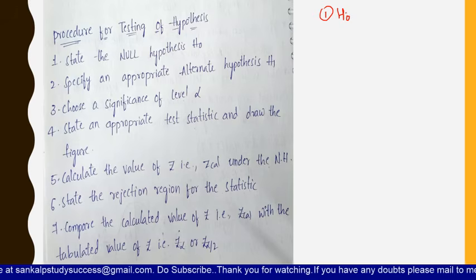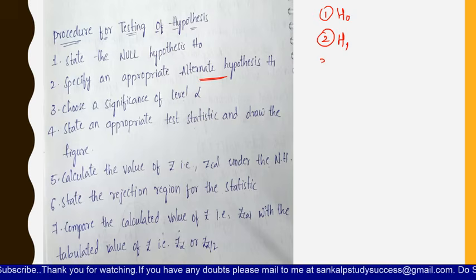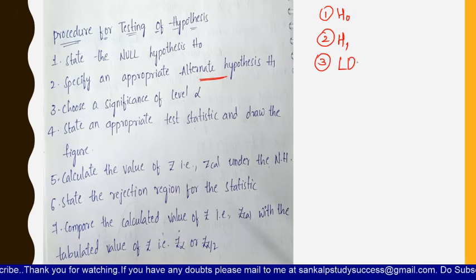So in that way, we are going to first define the null hypothesis. Then immediately we are going to define or specify an appropriate alternate hypothesis. So the second one is nothing but H1, where immediately after considering the null hypothesis, you are going to specify the alternate hypothesis.